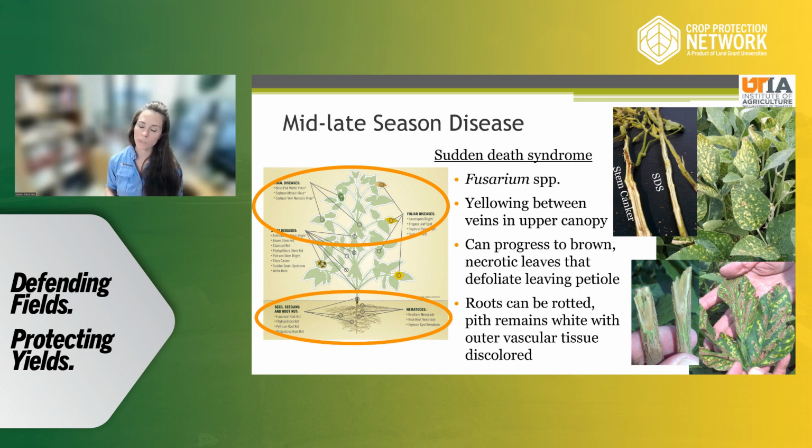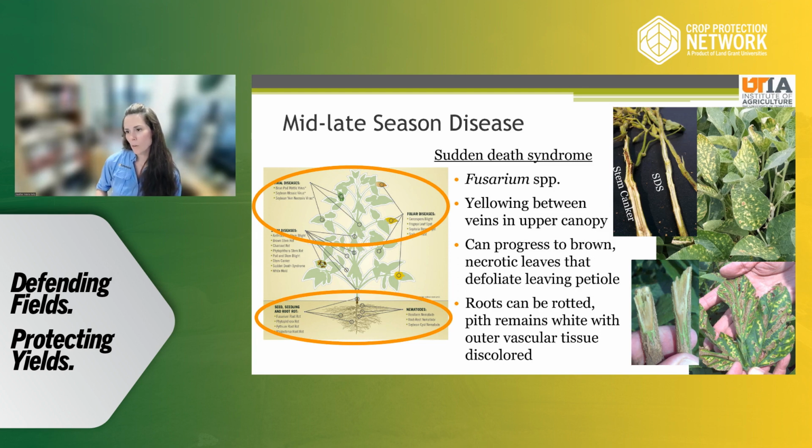But here the leaves, when they defoliate and fall off, leave just the petioles sticking out of the stem. And again, when you split that stem for SDS, that center tip will stay white, but the vascular tissue around that center tip will be discolored. It's pictured in the bottom right picture of that stem slice. But again, the center tip will be white, compared to stem canker, where that center tip will be brown under the lesion. So again, with sudden death syndrome, we didn't see those lesions on the stem necessarily, unless we've got something else going on with it.